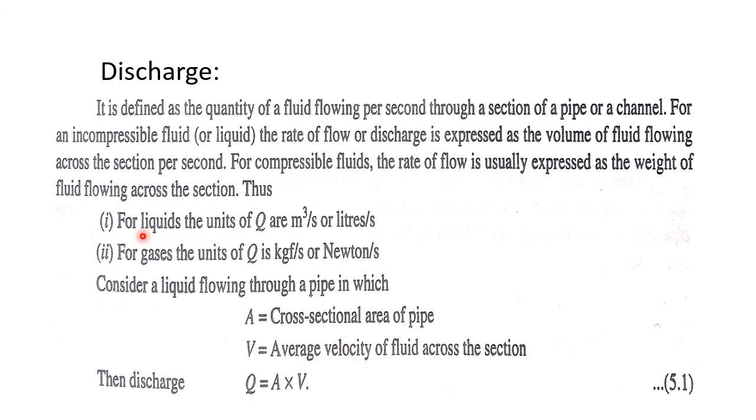For that purpose, for liquids the units of discharge are meter cube per second, or it may be in liters per second. For gases the units of discharge are kilogram force per second or newtons per second, because for compressible fluids the rate of flow, that is discharge, is usually expressed in terms of weight of the fluid flowing across the section. So this discharge Q is calculated by the formula A into V, where A indicates the cross-sectional area of the pipe and V indicates the average velocity of the fluid across the section.